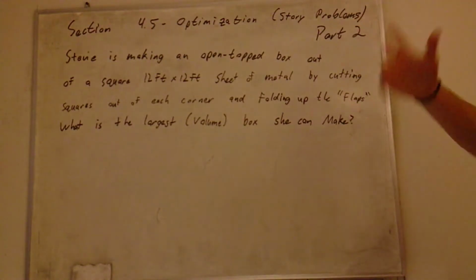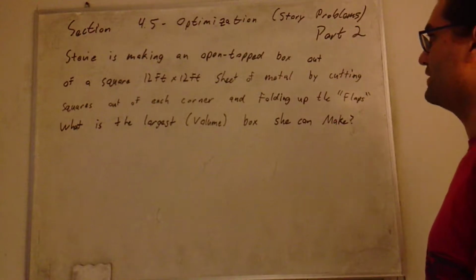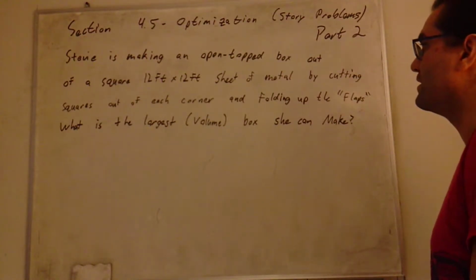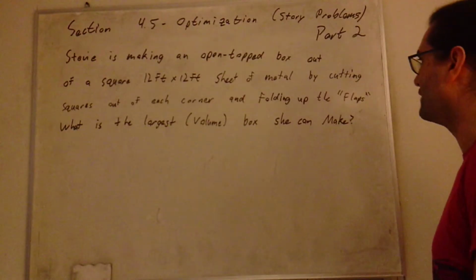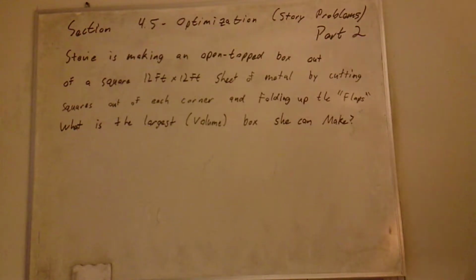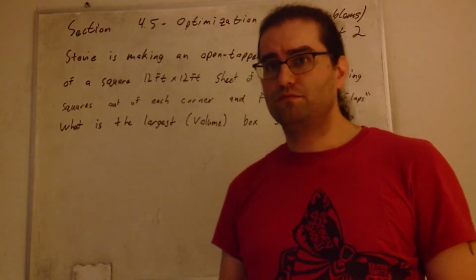In this problem, we have Stevie. Stevie is making an open-topped box out of a square 12-foot by 12-foot sheet of metal by cutting squares out of each corner and folding up the flaps. What is the largest volume box she can make? So, step 0, we've got to draw a picture.